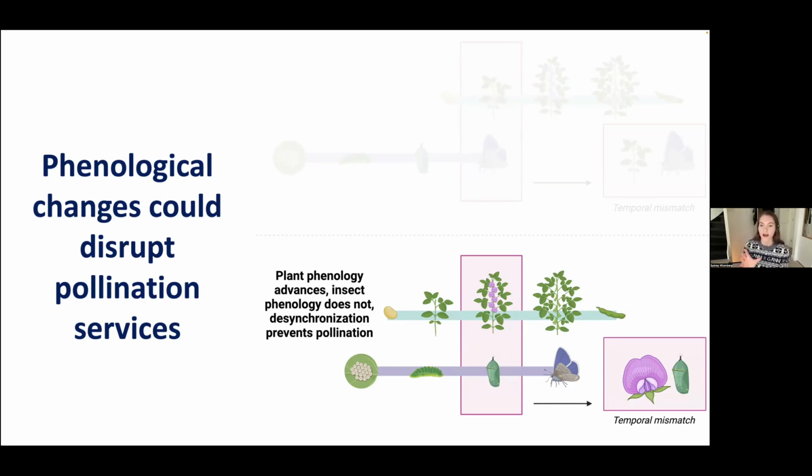So the overlap in timing in development for plants and pollinators is really important. And if we see any shift in either of these groups independently of the other, this can disrupt pollination services.